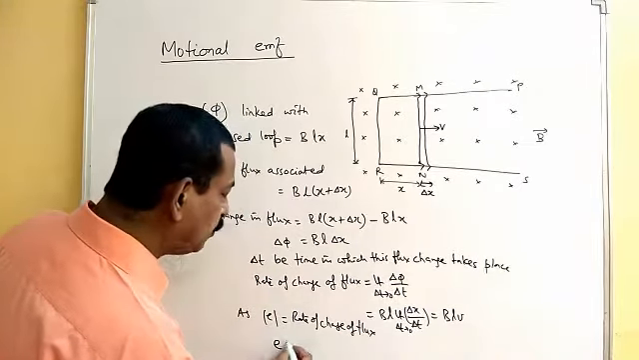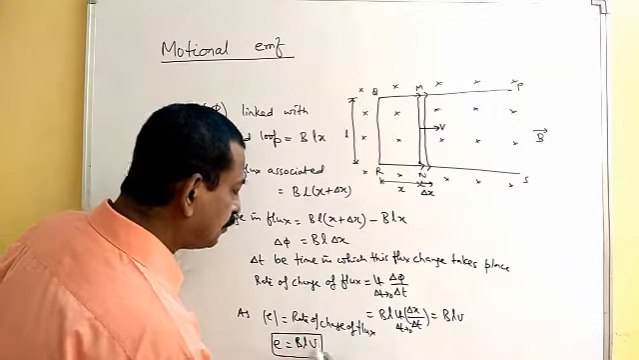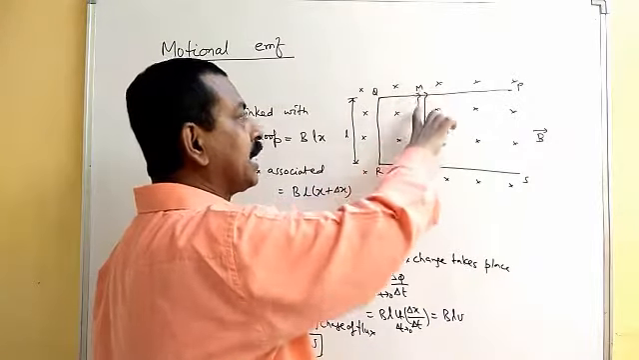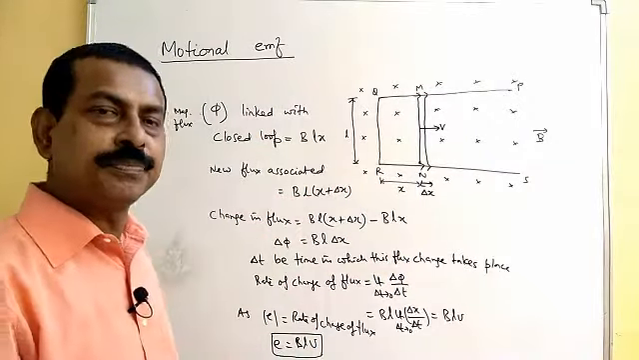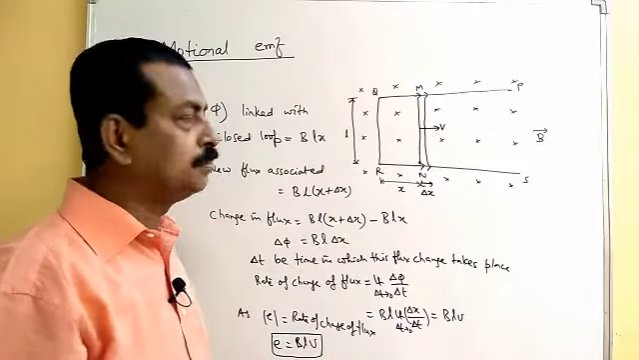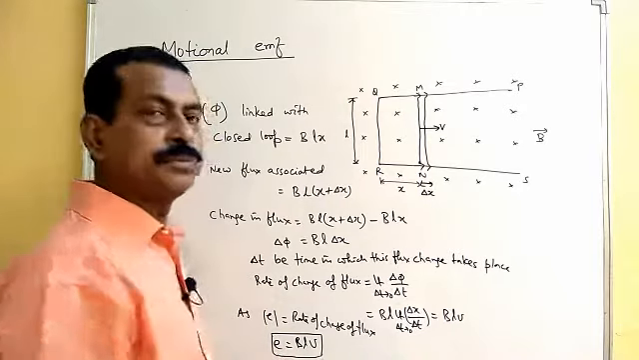So E will be equal to BLv. This is the expression for the EMF developed across the ends of this rod MN when it is moving with velocity v in the region of magnetic field B. So this is the expression for the EMF, that is BLv.